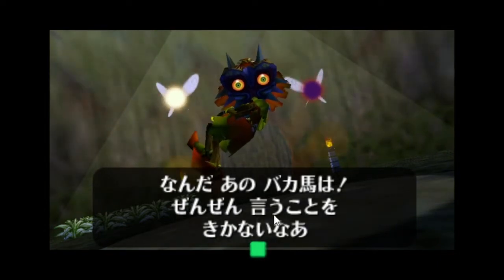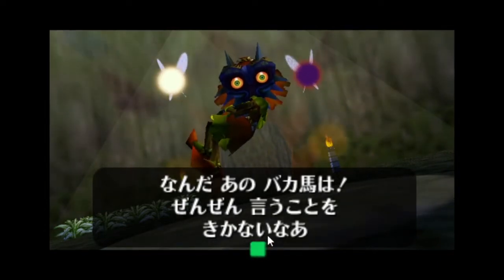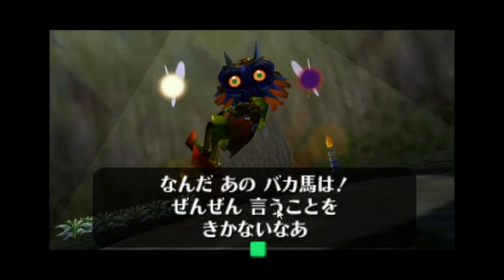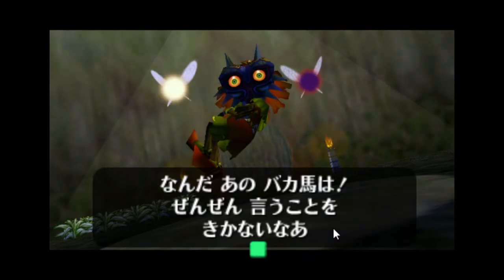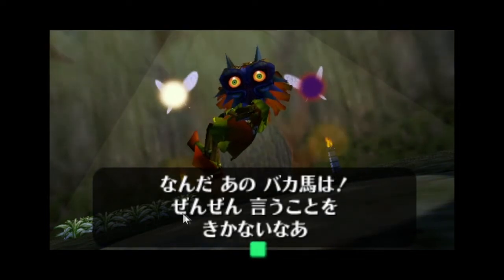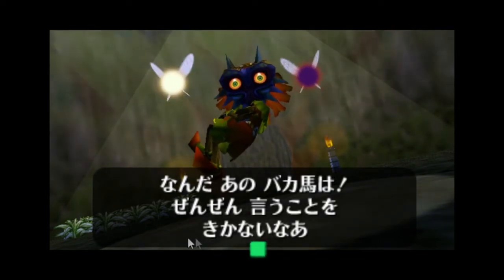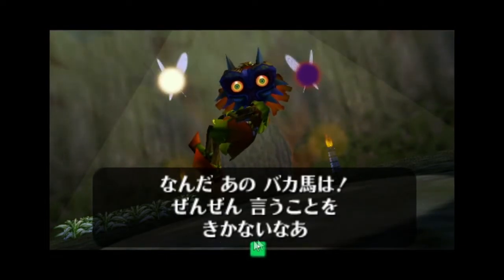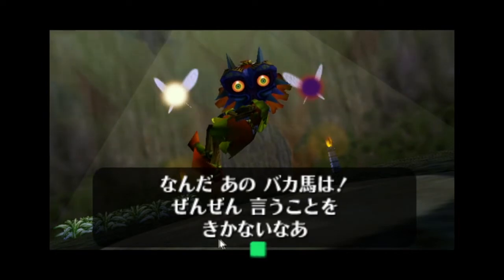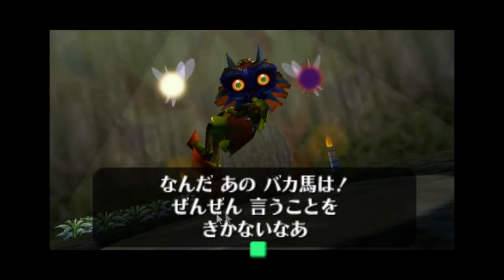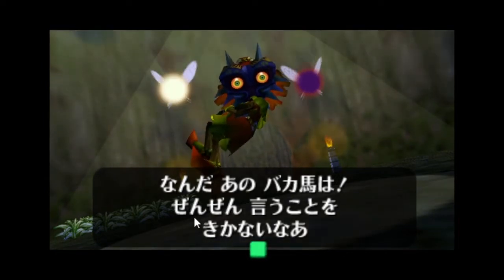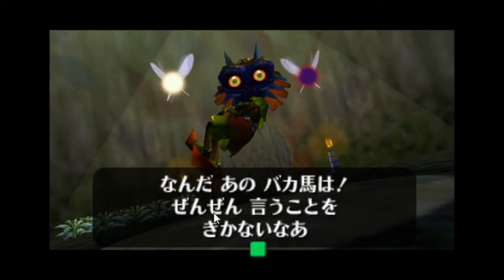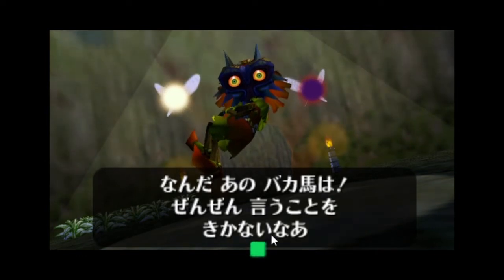Zen zen yu koto o kikanai na. What's going on here? So these two are linked together, basically. Zen zen kikanai. Kiku means to listen, and kikanai is the negative form of that, so it's like to not listen. And zen zen is like not at all, not to any amount, like completely not. So it completely does not listen.